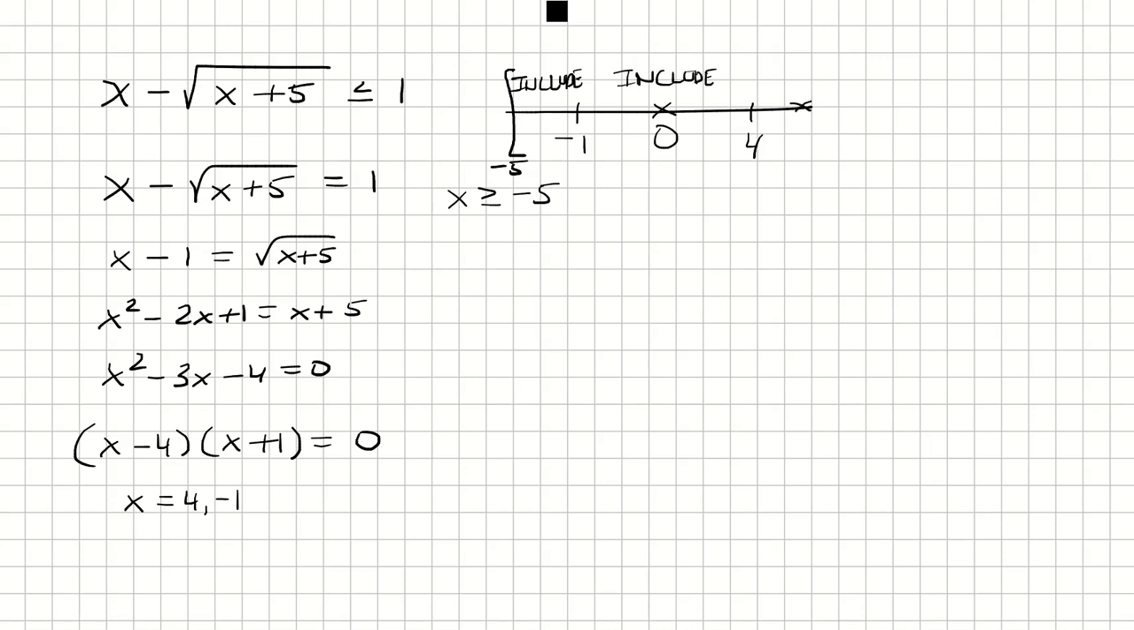Now we pick a number greater than 4. Let's pick 11. So we have 11 minus the square root of 11 plus 5. 11 plus 5 is 16. The square root of 16 is 4. 11 minus 4 is 7. Is that less than or equal to 1? No. So we're not going to include it.